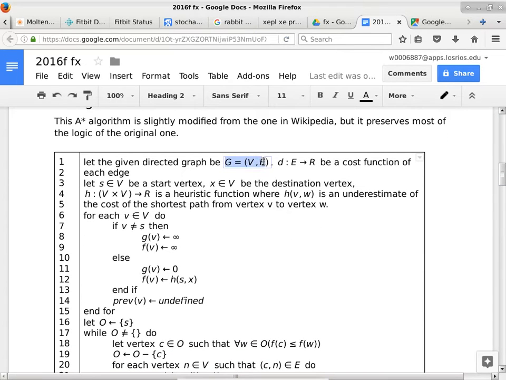So a graph is represented by a two-tuple. The first element in the two-tuple is V, which is the set of all the vertices. So in this example, it is A, B, C, D, E. The second item in the two-tuple is E, which is the set of all the edges. Okay? Are we okay so far with those concepts? Vertices, edges, and when you combine those two, you have a graph.